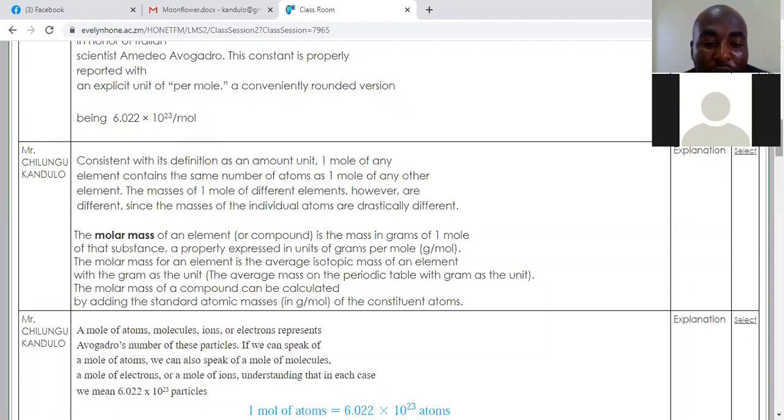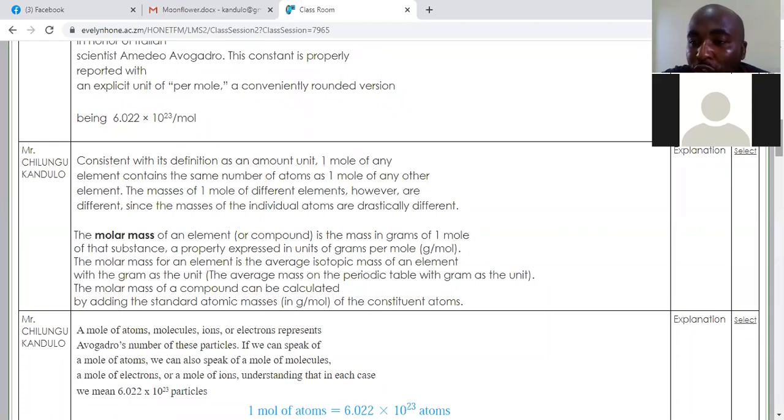The mass of 1 mole of a compound is called the molar mass of a compound. So the molar mass for an element is the average isotopic mass of the element with the gram as the unit. Meaning the mass that appears on the periodic table, guys. So the one that appears on the periodic table, different periodic tables, is very acceptable for our level to be rounded off.